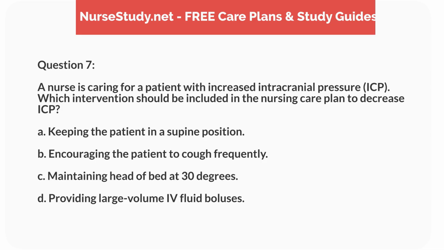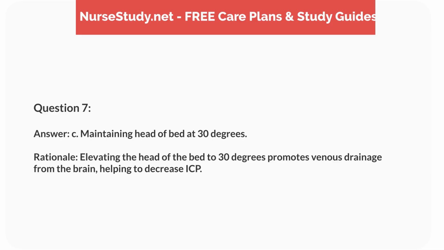Question 7. A nurse is caring for a patient with increased intracranial pressure, ICP. Which intervention should be included in the nursing care plan to decrease ICP? A. Keeping the patient in a supine position. B. Encouraging the patient to cough frequently. C. Maintaining head of bed at 30 degrees. D. Providing large volume IV fluid boluses. Answer: C. Maintaining head of bed at 30 degrees. Rationale: elevating the head of the bed to 30 degrees promotes venous drainage from the brain, helping to decrease ICP.